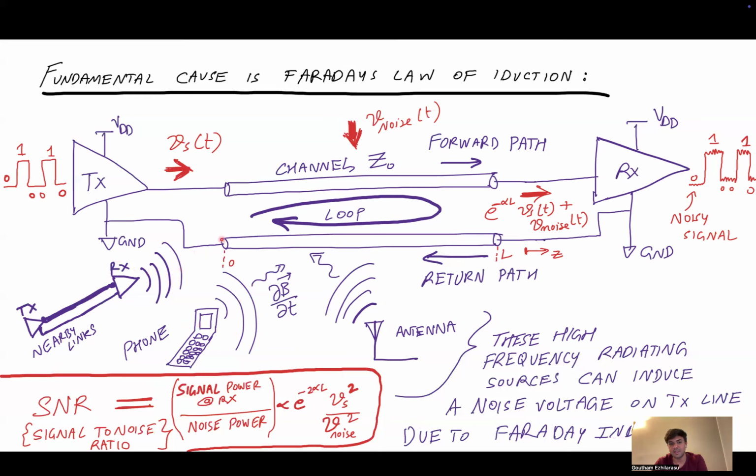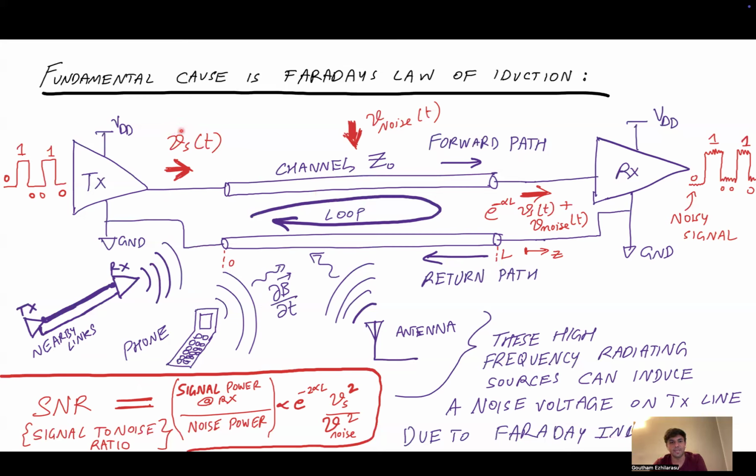Imagine you had other things that are radiating nearby, such as a phone or an antenna or something like that. This time varying magnetic field from these various sources is now going to cross this loop. And because of Faraday's law of induction, these time varying magnetic fields through this loop are now going to induce a voltage in the loop, which is going to turn up as noise in the signal that is propagating.